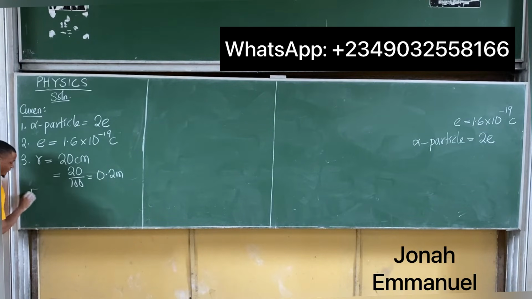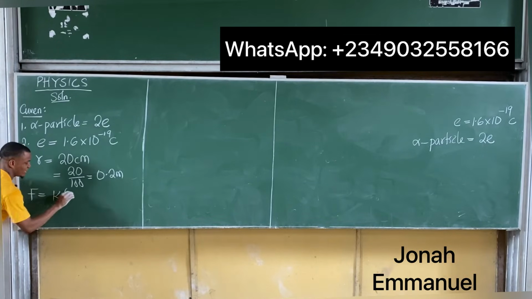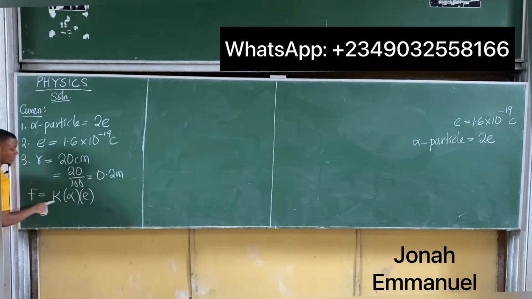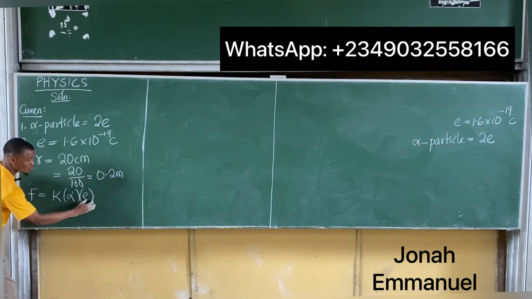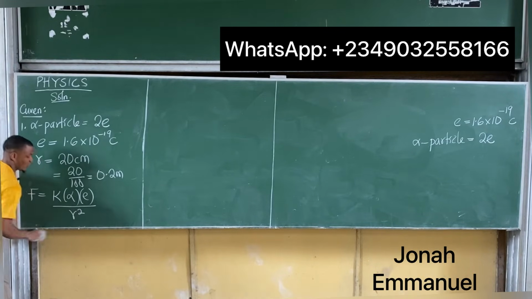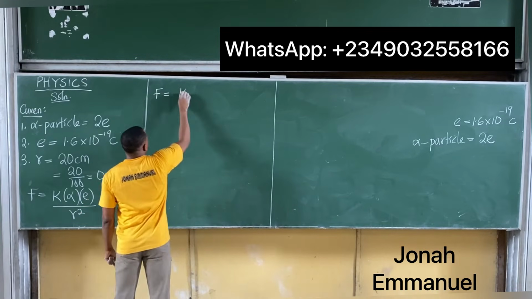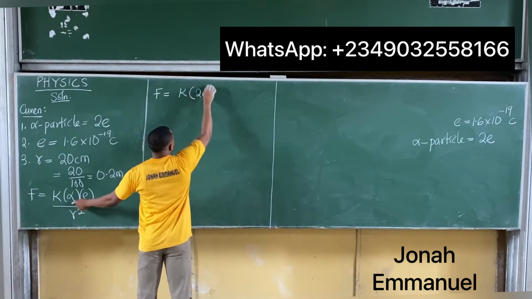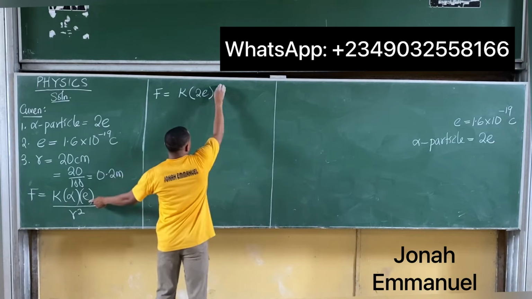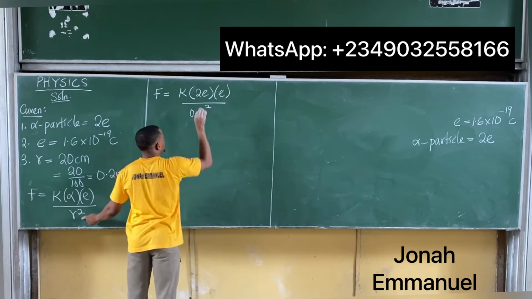So I know that F is equal to K. Now look up, please. It's no longer Q1, Q2, it's now the alpha particle multiplied by e. So K, alpha and electron all over R squared. The same concept. So F is equal to K, this one here is 2e, as we said, this one here is e, all over 0.2 squared.